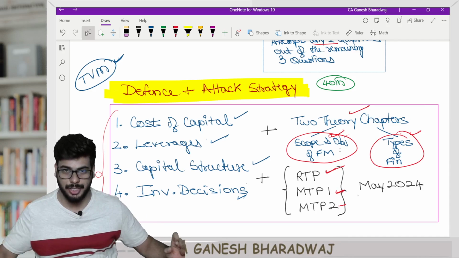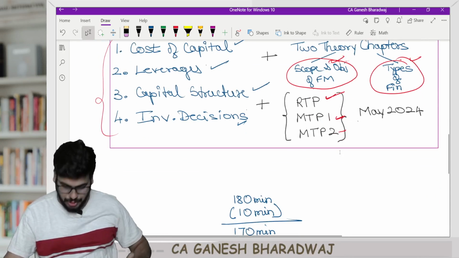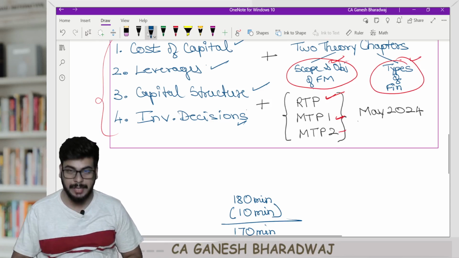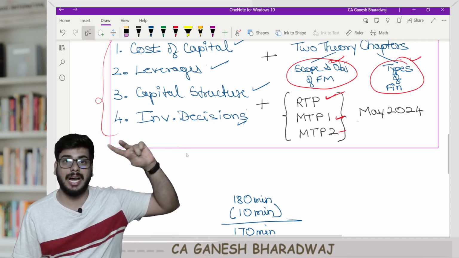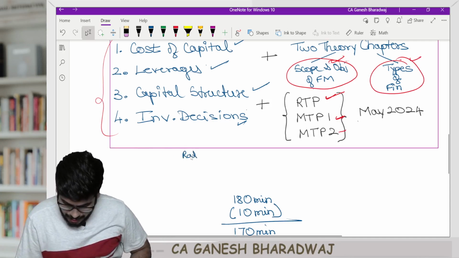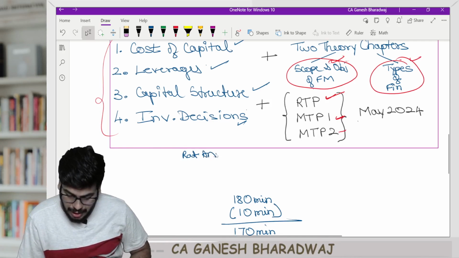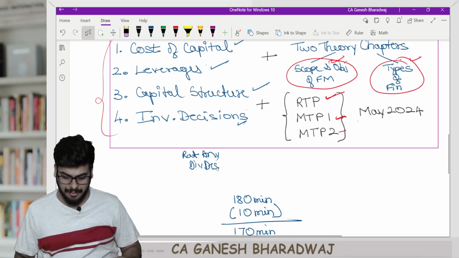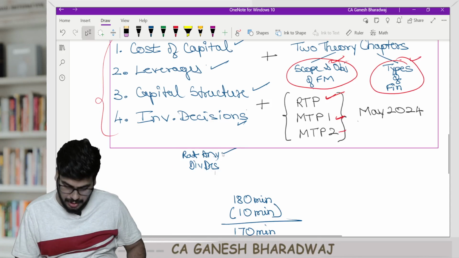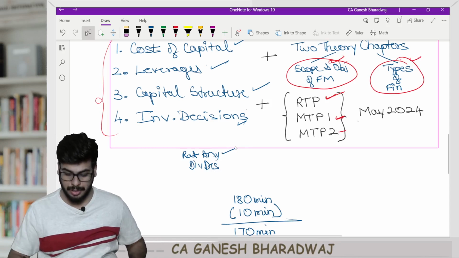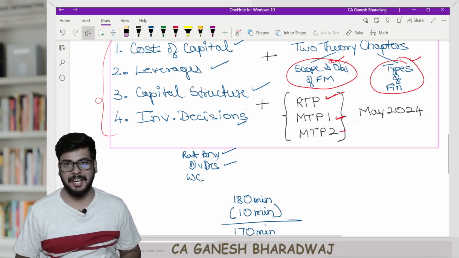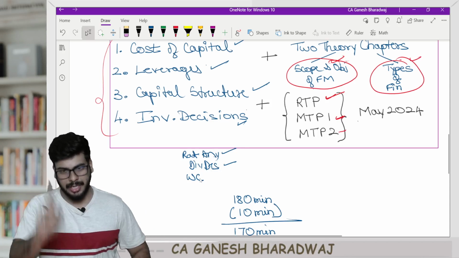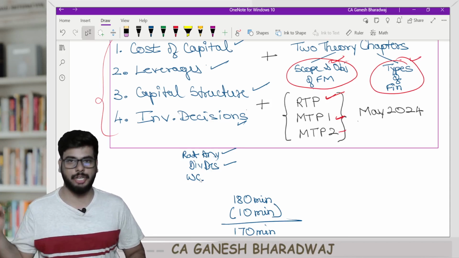Prioritize, first finish these chapters, right? And then if you still have time, what I would suggest is you take up the other 2 chapters, that is ratio analysis and dividend decisions. If you still have time, do it in this order. First, you do ratio analysis. After finishing ratio analysis and dividend decisions, you then do working capital management, because definitely working capital management will be tested. I'm telling you, for sure it will be tested.